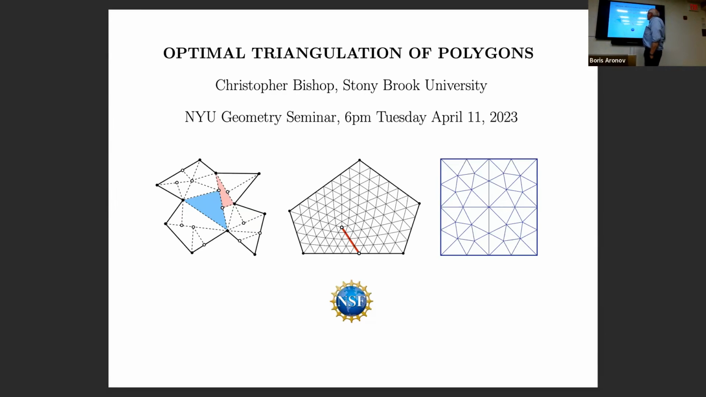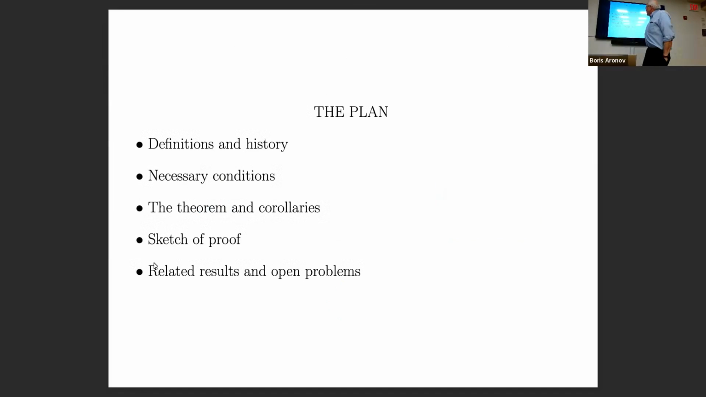So the title says optimal triangulations of polygons, but optimal just means that we're optimizing something. I have to tell you what that is. So the plan is to just talk a little bit about the history of the problem. And I want to write down a theorem which gives some necessary and sufficient conditions. And the necessary conditions are pretty elementary and they were previously known. And that's what I'm mostly going to talk about. And my contribution is to show that these are also sufficient conditions for something to happen.